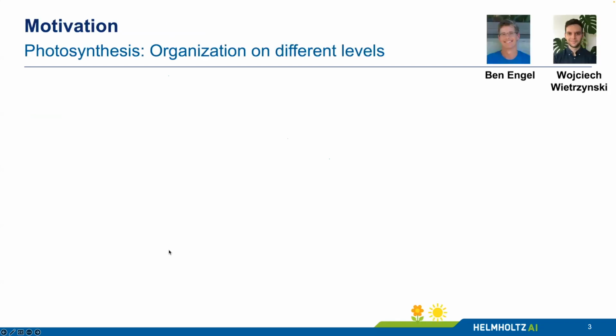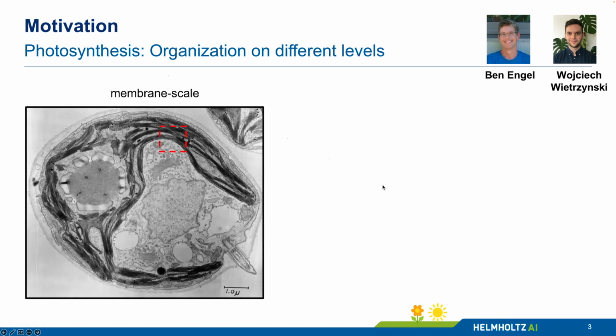But first, maybe we can start with a small motivation of how we actually came up with this project. It was a project together with Ben and Wojciech, where we tried to study a bit more about photosynthesis. That's a process that happens on different levels of organization at the same time. We have this membrane scale, where we look at the thylakoid membranes in the chloroplast and see how they are differently organized, because depending on their organization, their functionality changes.